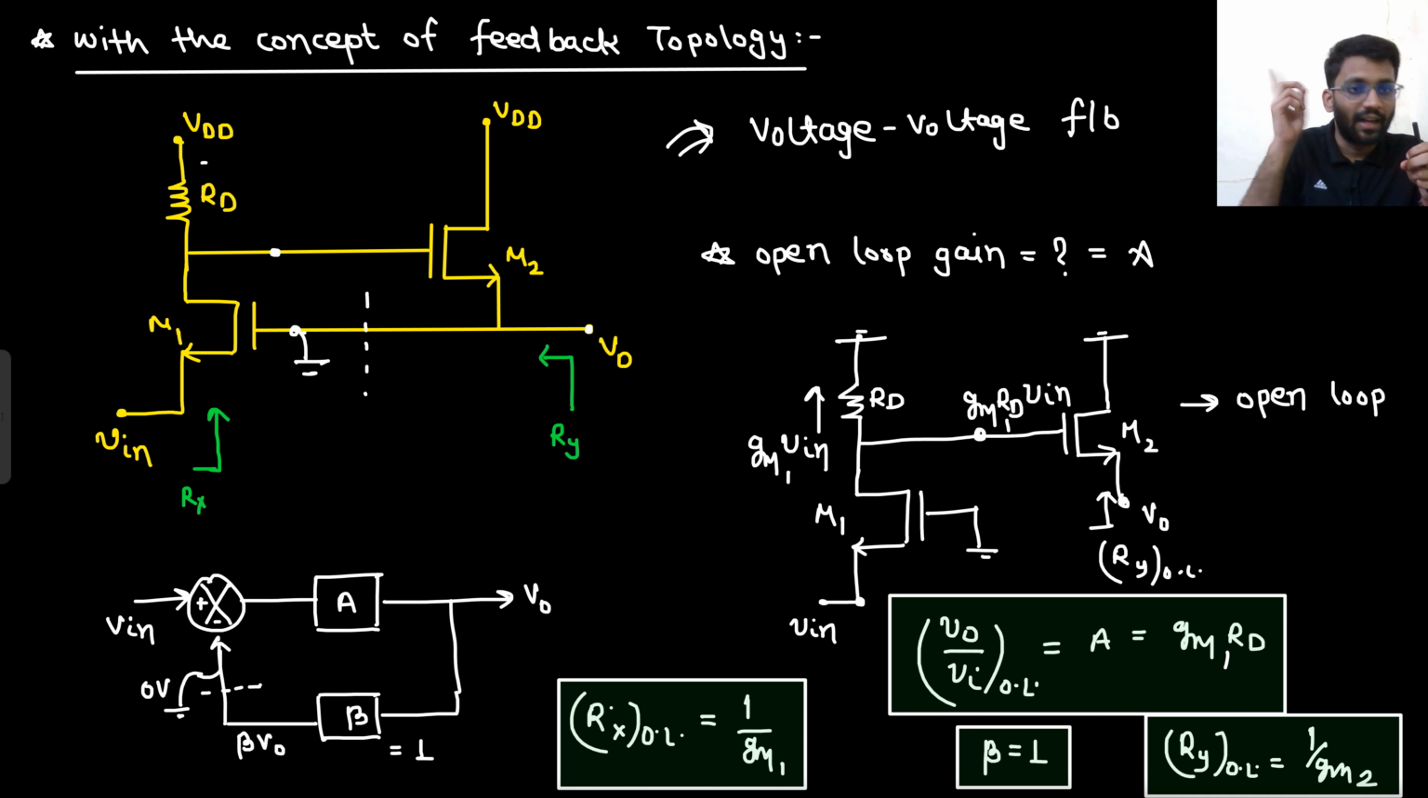And if they are asking Rin with feedback for a voltage amplifier, okay, Rin should increase. So Rin into 1 plus A beta. Rin open loop into 1 plus A beta. Rin open loop will be given there, A will be given there, beta will be given there. So by that you will be able to write down the final answer. So yeah, they can ask these kinds of questions in the examination. So you should be comfortable with everything.